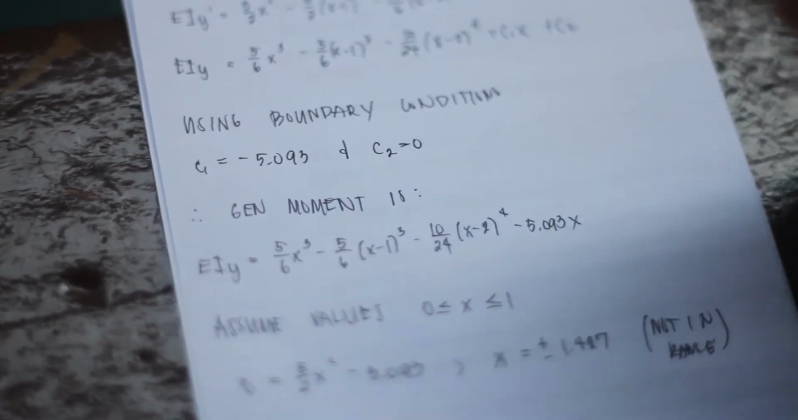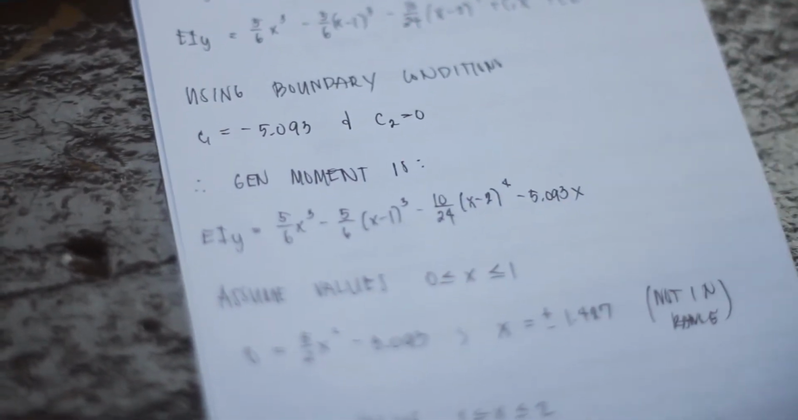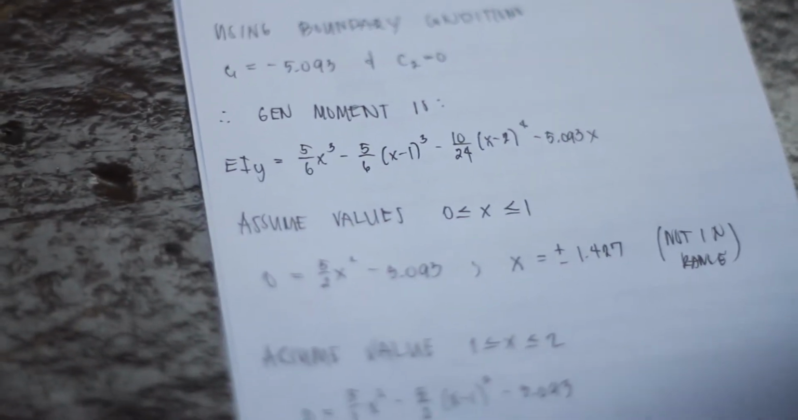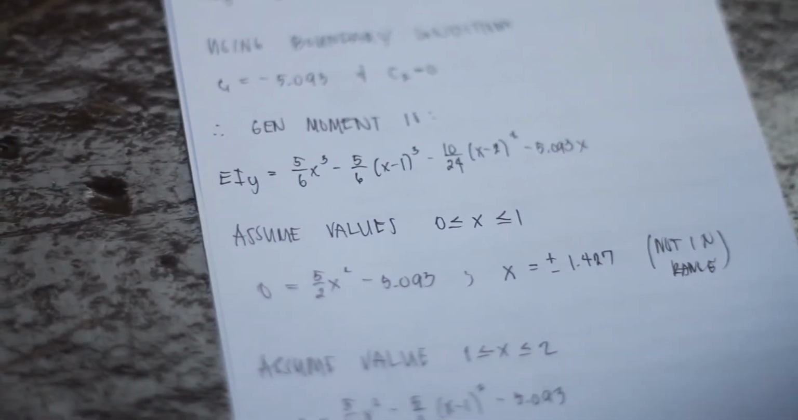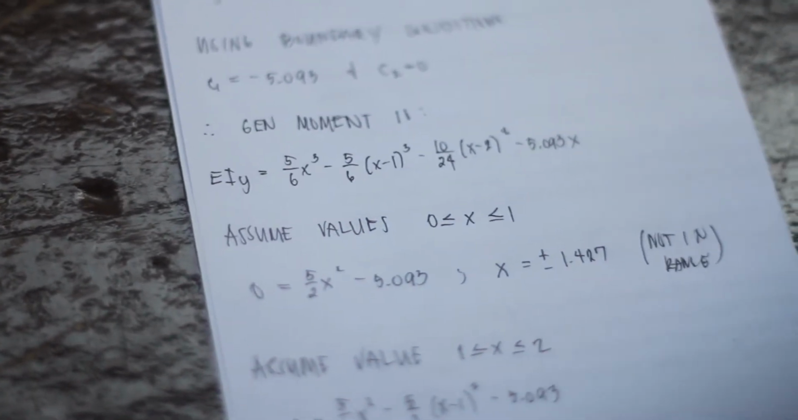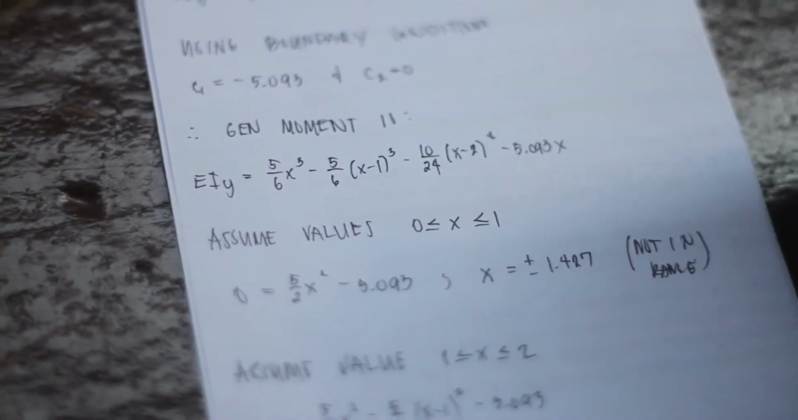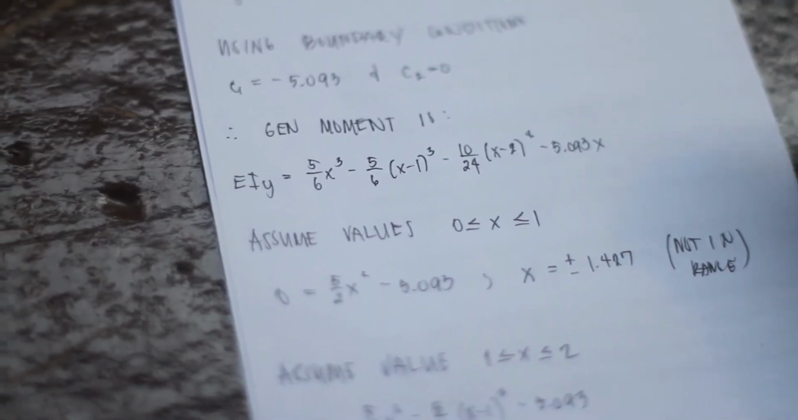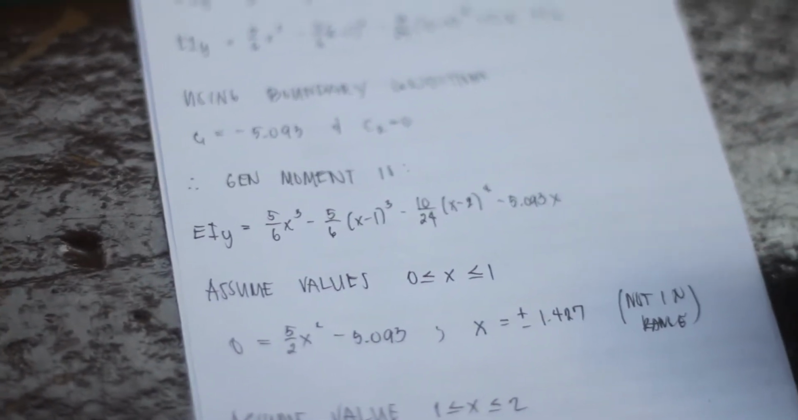And therefore, the general equation is EI y is equal to 5 over 6 x to the third minus 5 over 6 quantity x minus 1 to the third minus 10 over 24 quantity x minus 2 raised to the fourth minus 5.093x.